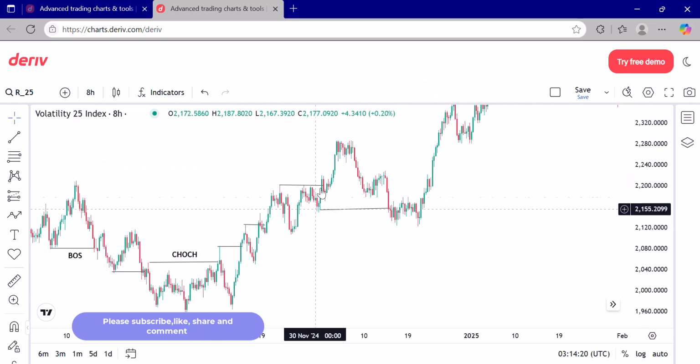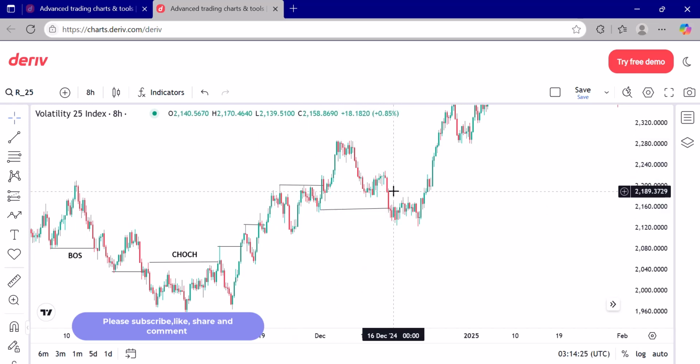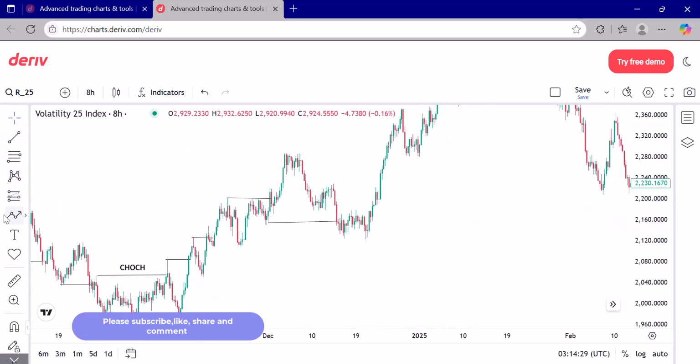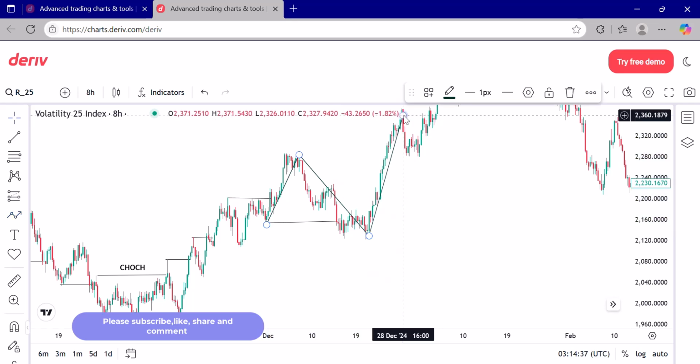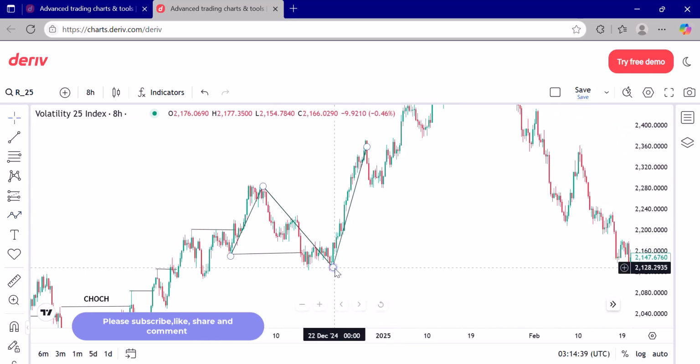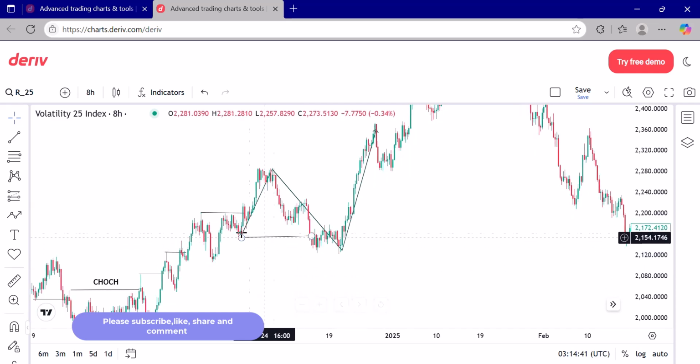So it went on and on. When we now got here, there was a break of structure. It's as though the market wanted to go down. But no, this is what it did. There was a higher high, and there was a higher low, and then the market continued.